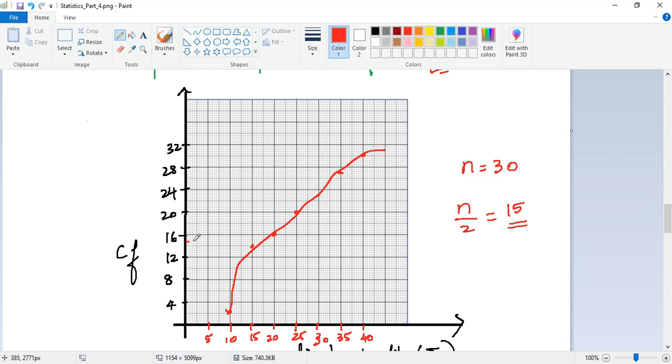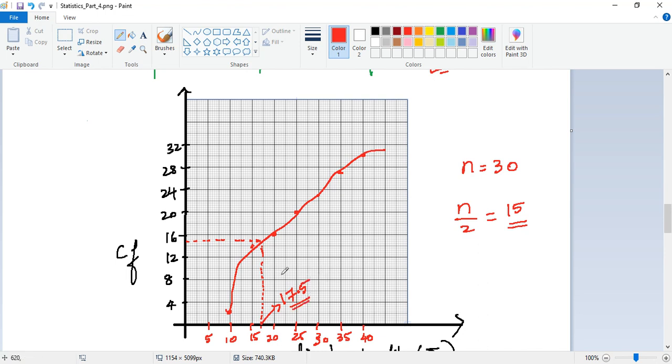So you will draw a line like this, and then you will just go down like this wherever it intersects. Now you see you're getting it in between 15 and 20. So the median will be this value. Within 15 and 20, what is it? Somewhere around 16.5 or 17.5. So around 17.5 will be your median.